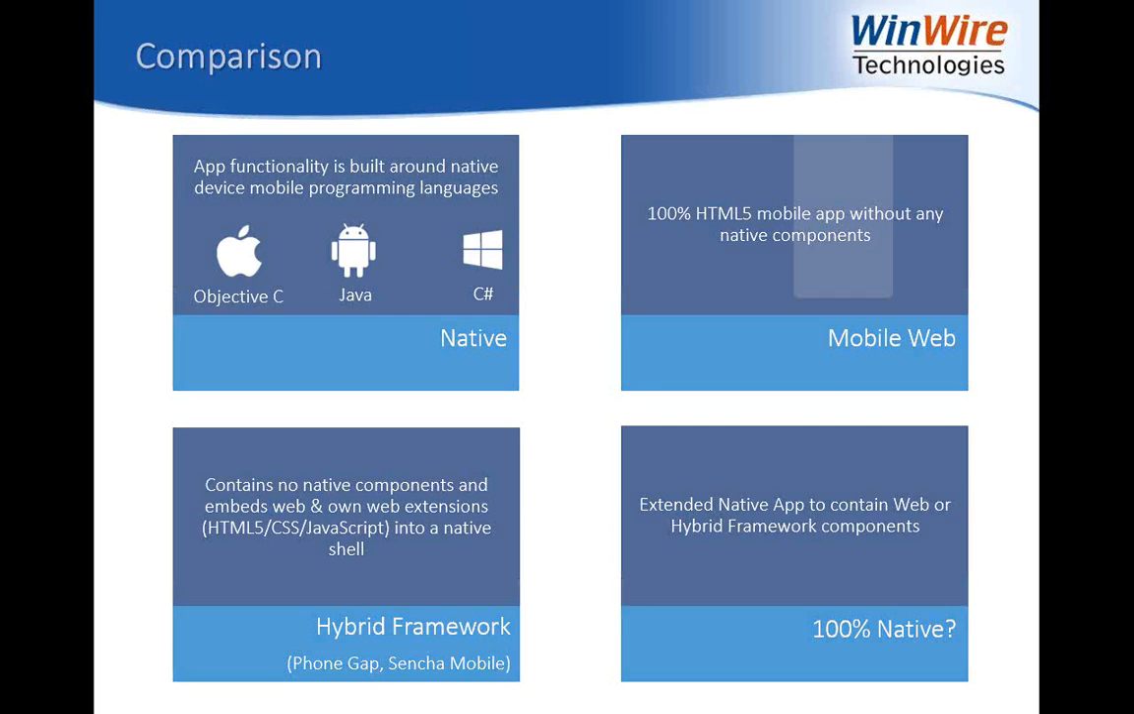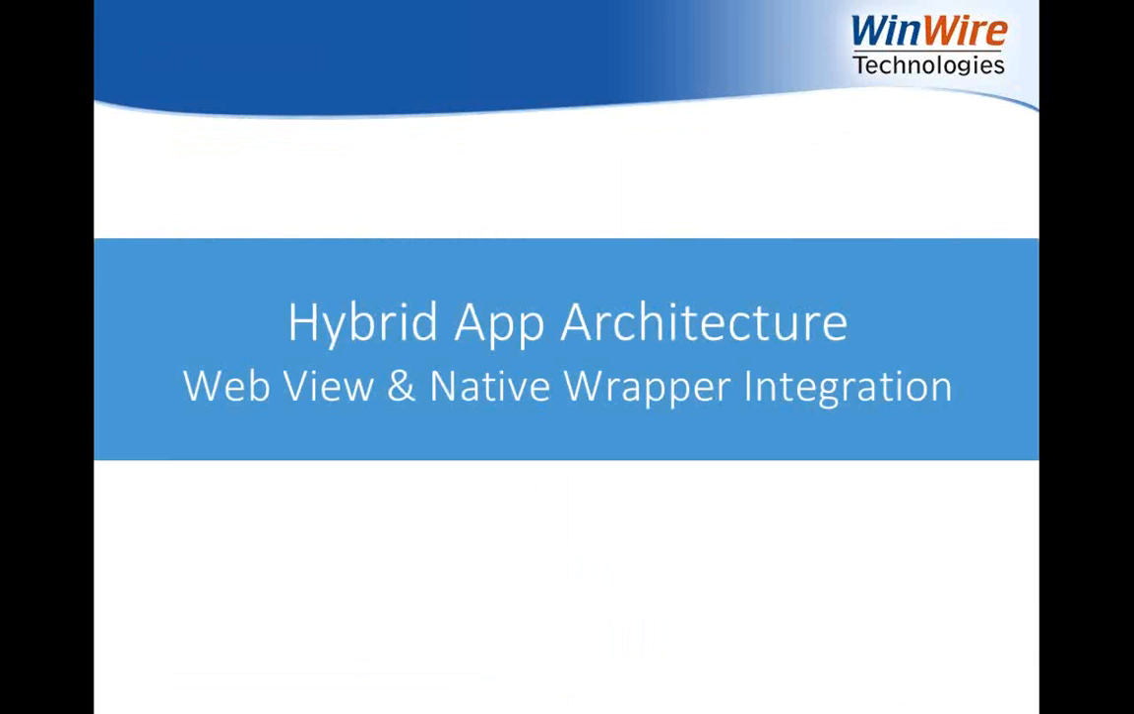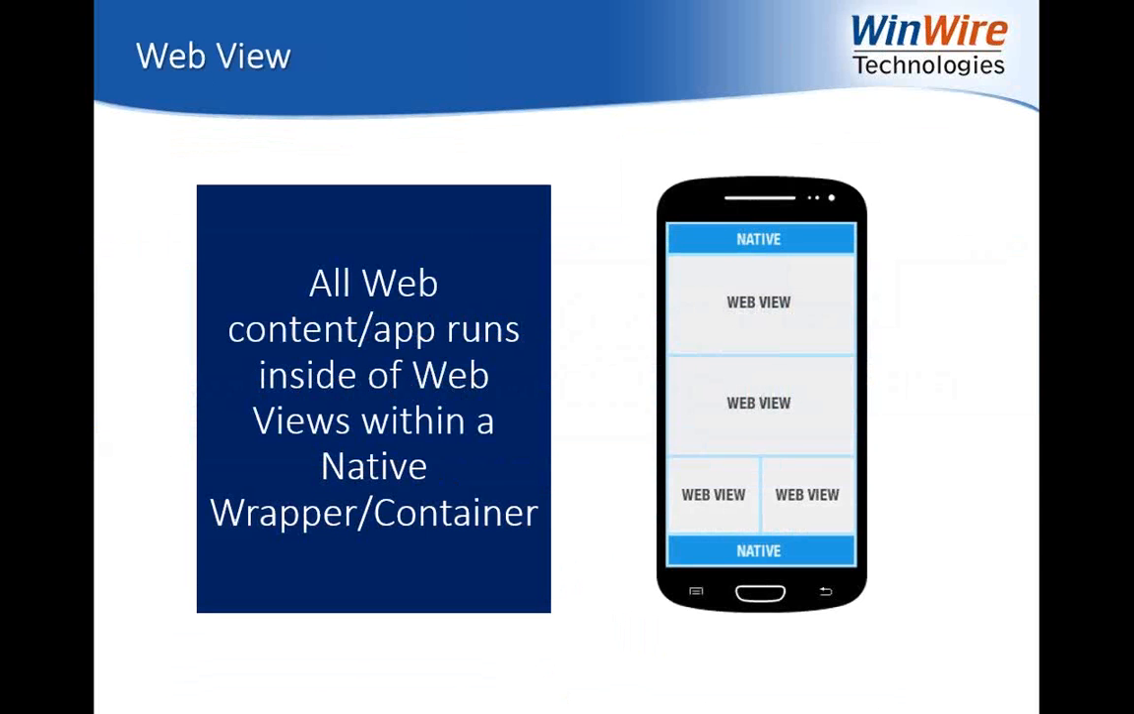So moving on, let's talk about the architecture. What does a hybrid app look like? It says all web content and application runs inside of web views within the native wrapper and container. So you're looking at the slide, and the top and bottom are the native components.